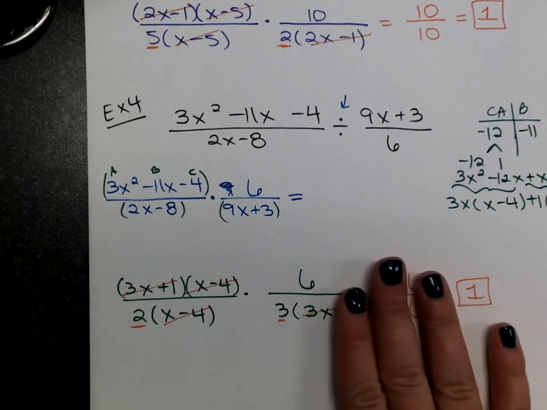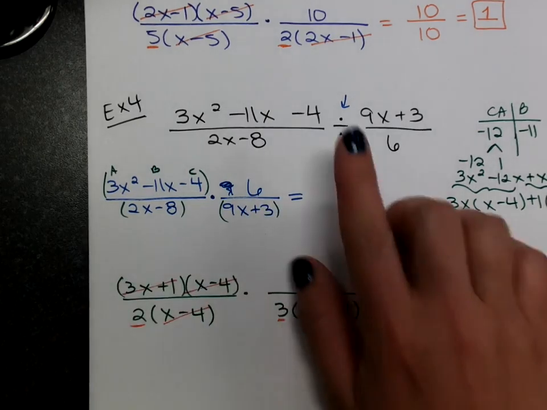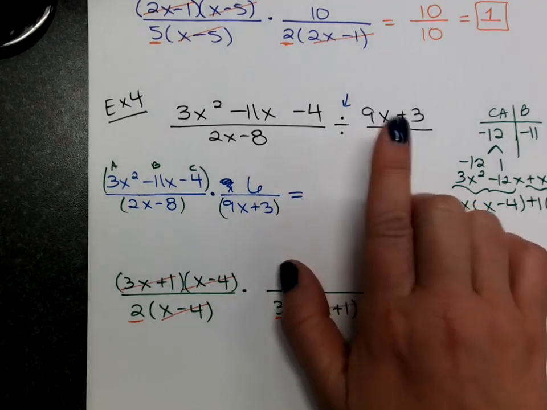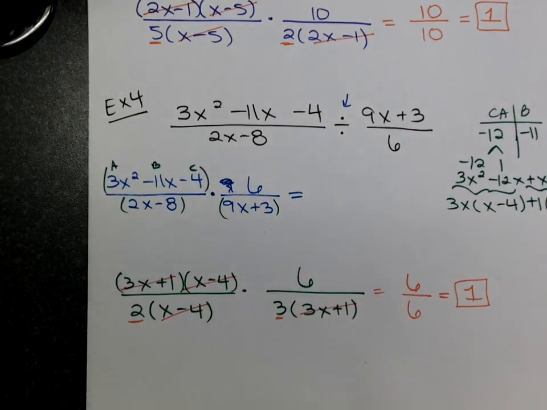So that is dividing rational expressions. Same idea as multiplication, just remember to flip. So keep, change, flip, and then work it out, just like multiplication.